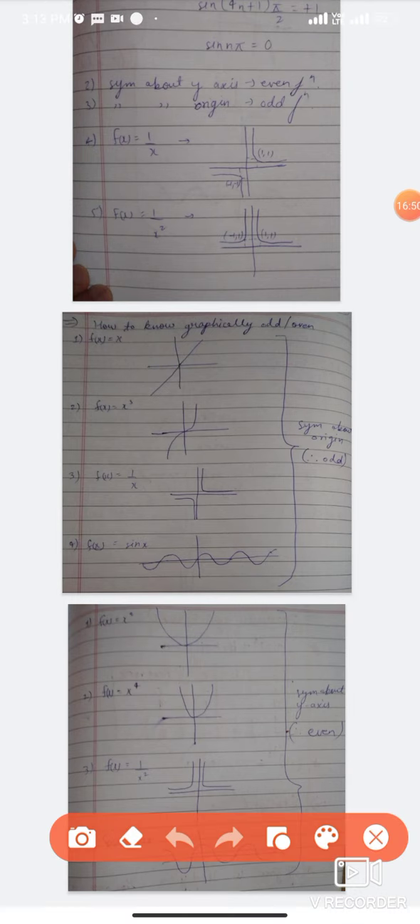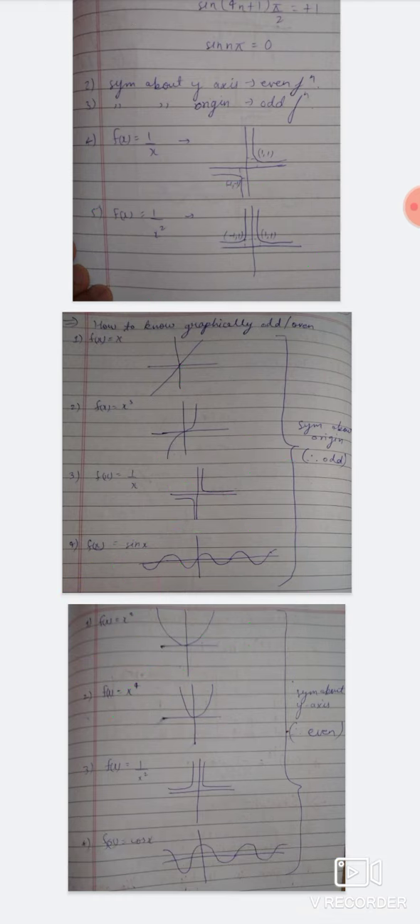Moving ahead, we now have the graph for 1 by x square. For 1 by x, the graph was like this and this, so if it becomes squared, this value will be erased, because this is in the negative direction, and this will be the graph for 1 by x square. So simple.